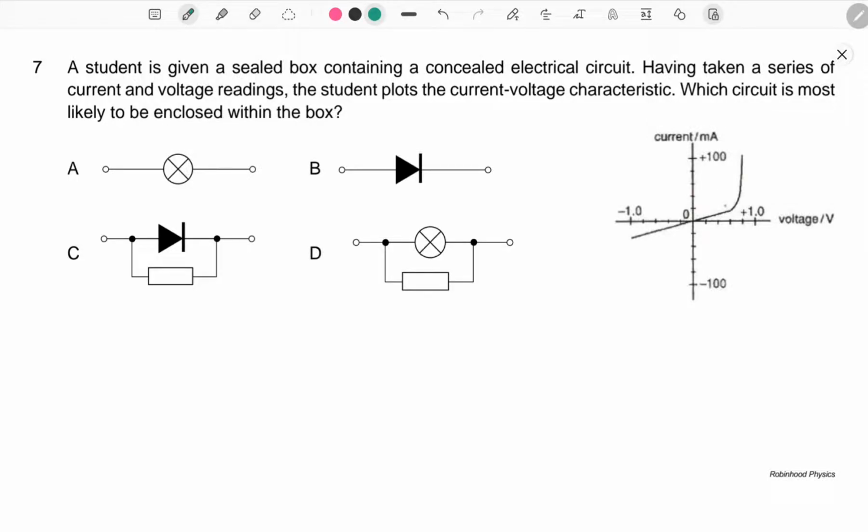For question 7, we have a certain IV graph that is shown. We are supposed to figure out what is inside the box, or the black box. That gives us this IV graph. You see this IV graph is interesting. There is one part here, which is a straight line, and one part here where the current shoots up.